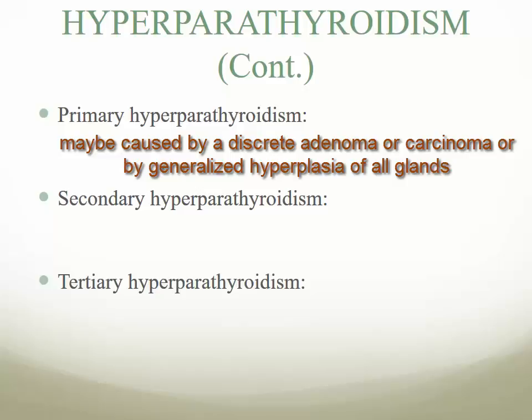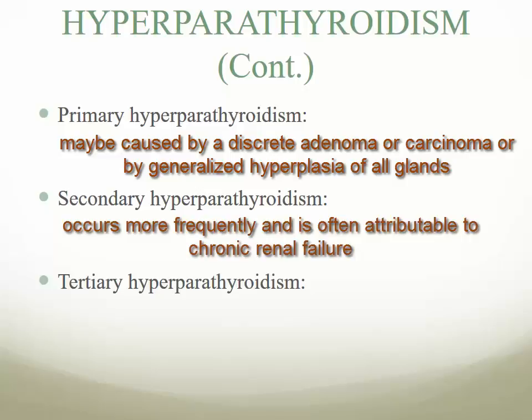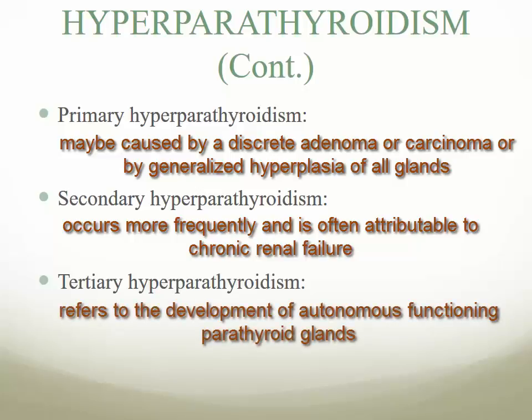Secondary hyperparathyroidism occurs more frequently than the primary form. It is most often attributable to chronic renal failure. The tertiary form refers to the development of autonomous functioning parathyroid glands.